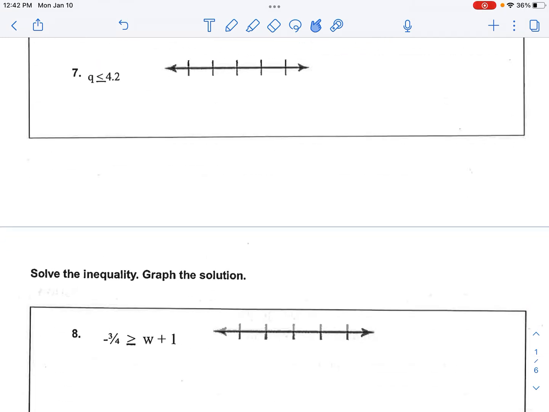Number 7, Q is less than or equal to 4 2/10. So if it's 4 2/10, I'm going to put a 4 in the middle with a 5 to the right and the 3 to the left. 4 2/10 is going to be just past 4, and that's less than or equal to. So that's going to be a closed circle. And notice that less than points to the left. So that line is going to get darkened going to the left.